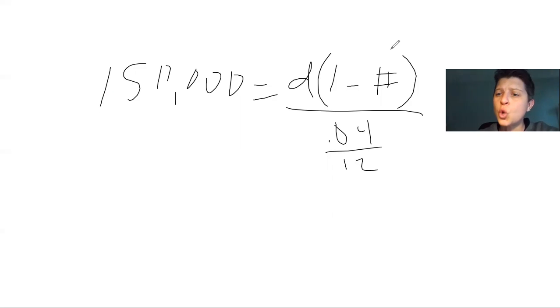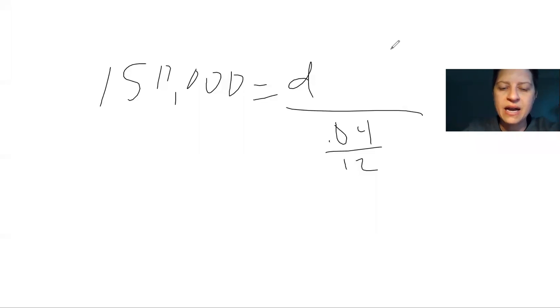If you don't know how to use stored numbers in your calculator, then keep these decimals out to like 8 or 9 places. You're not supposed to round until the very end, but if you keep 8 or 9 decimal places, you're probably going to be okay. All right, so now I have a new number. So I now have D times a number, all over this piece.